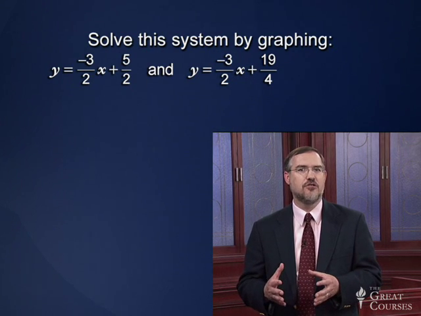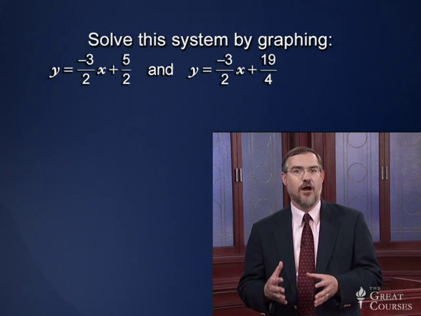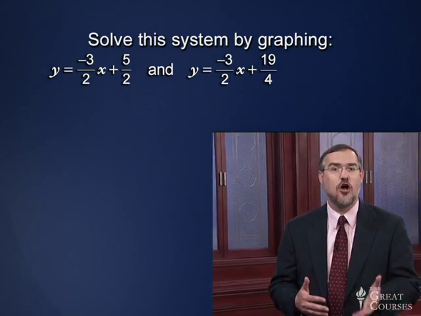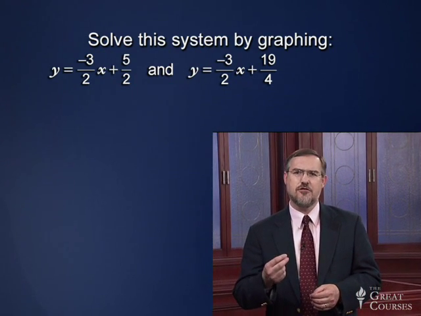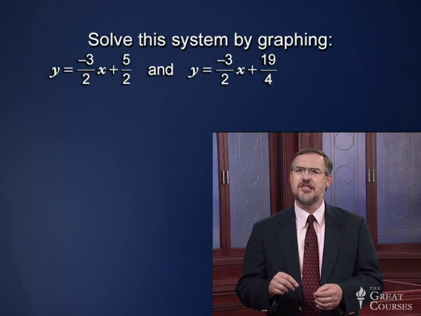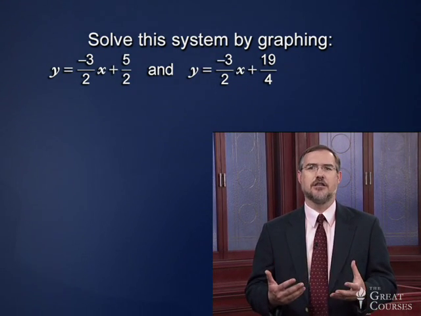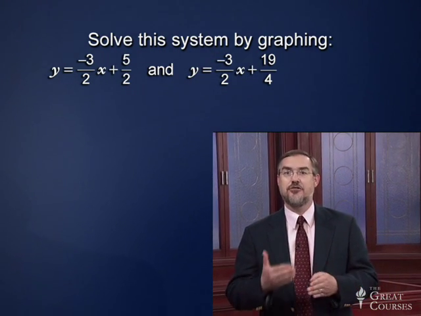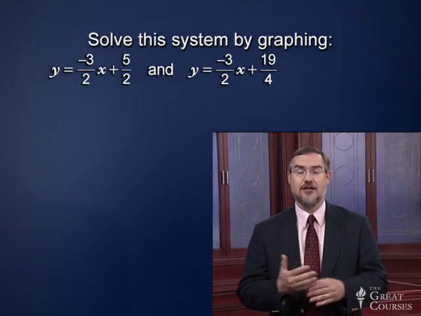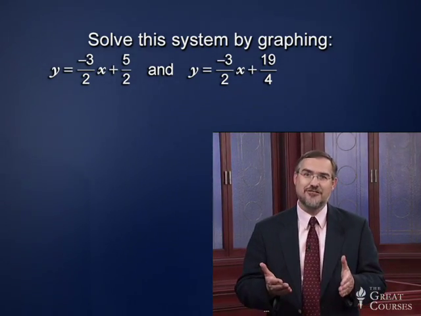Now, what do you notice about those two equations? Well, they both have the same slope, don't they? But they have different y-intercepts. What does that mean about the graphs of the two lines? Well, it means that they're parallel. And what does that mean about their intersection points then? Well, the answer is they're not going to intersect one another.